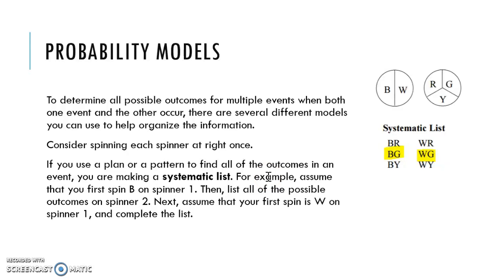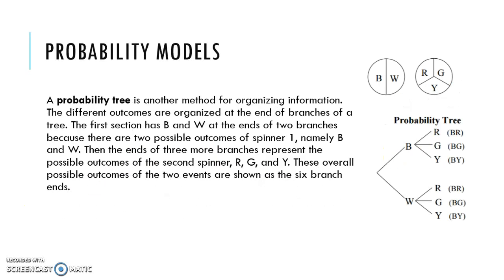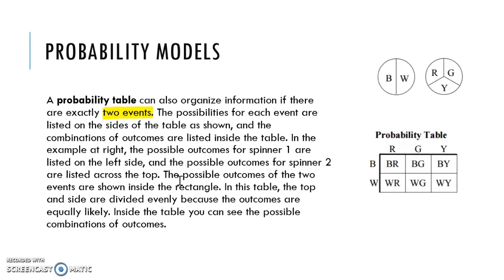A nice thing is to have small groups collect perhaps 10 experimental items and then pool it all together as a class and see how close you can get to what you would expect theoretically. Another model is the probability table, and it's very important to note that this is for exactly 2 events. It's kind of like an area model, like an array, so it only works for 2 events, but it's a really nice way of organizing the information.